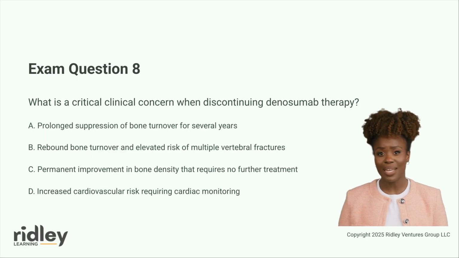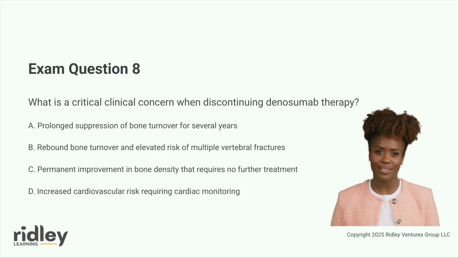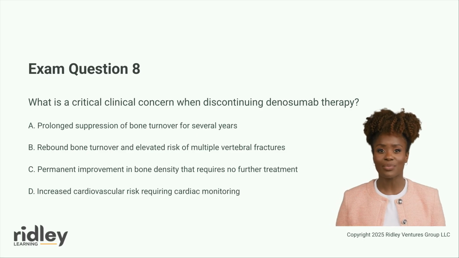For this reason, patients discontinuing denosumab must transition to bisphosphonate therapy to prevent rebound bone loss, typically starting within 6 months of the last denosumab injection. Clinicians must counsel patients about this risk and plan for appropriate transition therapy.